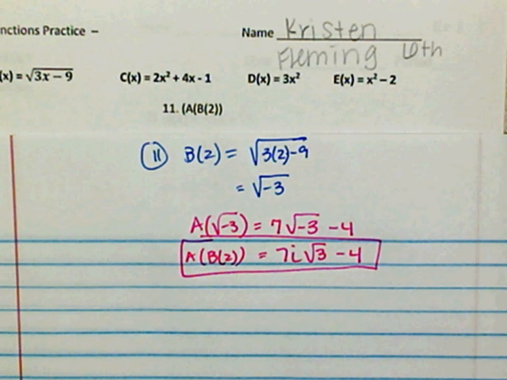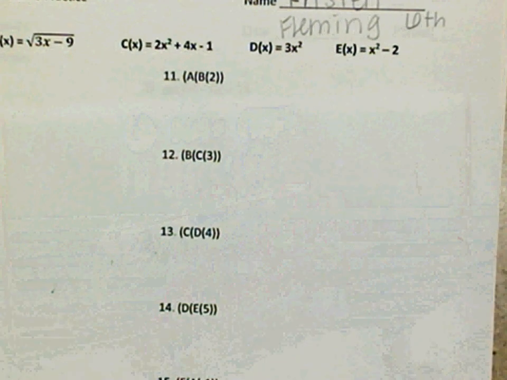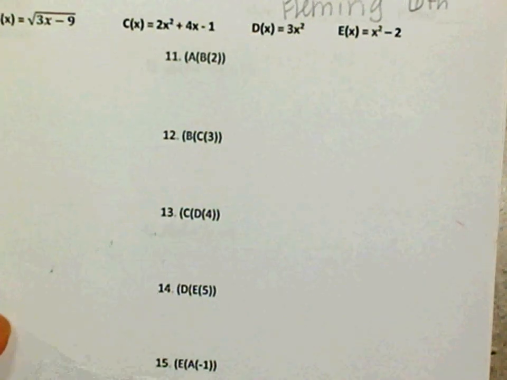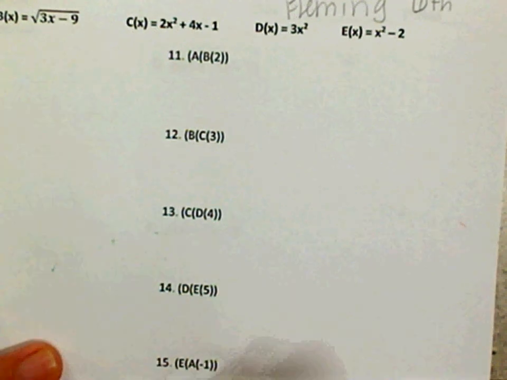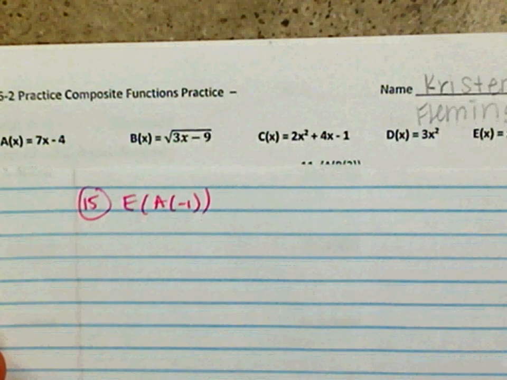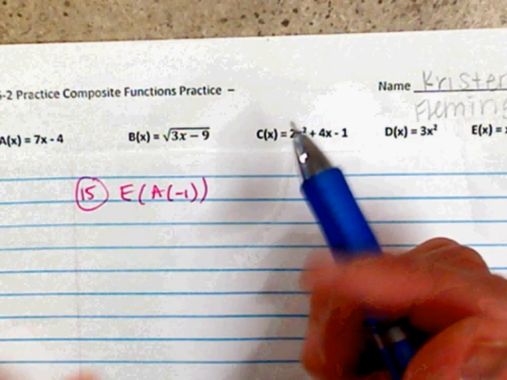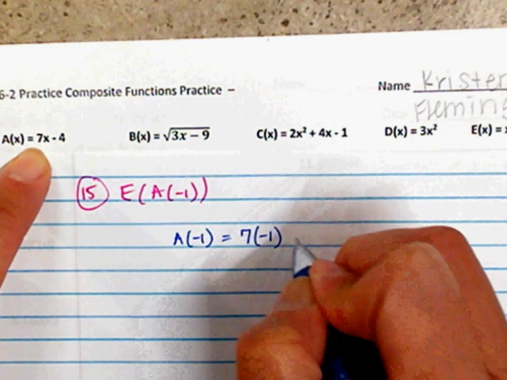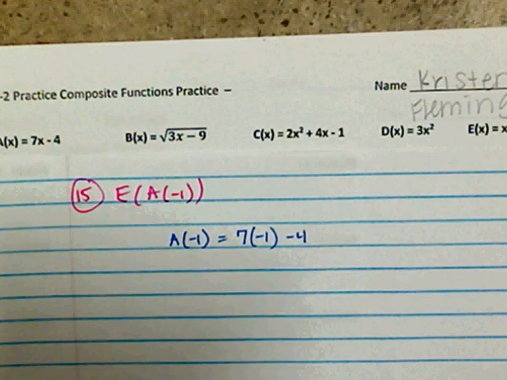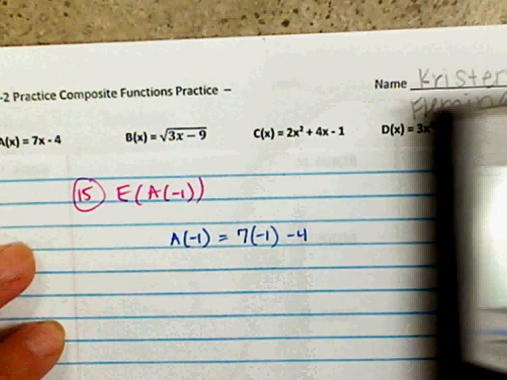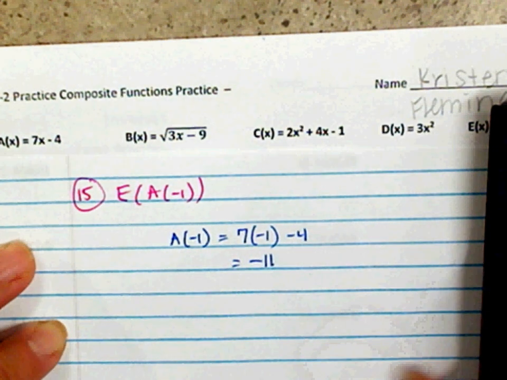All right, let's do another one. How about number 15? Okay, let's go to 15. 15 is E of A of negative 1. So I'm going to come up here so you guys can see what I'm writing. We're going to start off with A of negative 1. So A is right here. 7 times negative 1 minus 4. I'm going to go to my calculator. 7 times negative 1 minus 4 is negative 11. See that right there? Now I'm going to plug that into my E.